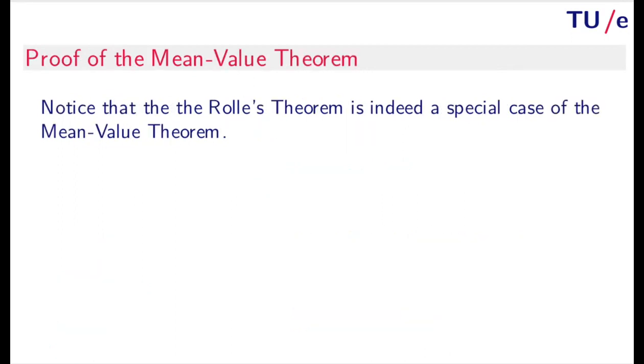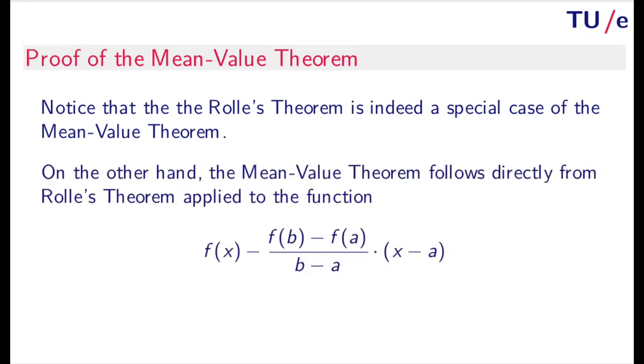To prove the mean value theorem, we just use Rolle's theorem. It is a special case, but it is also the key to the proof. Indeed, we can apply Rolle's theorem to a function that we obtain from f. We namely take f of x minus the mean slope times x minus a. So we subtract more or less this line through the points (a, f(a)) and (b, f(b)) from the function f.